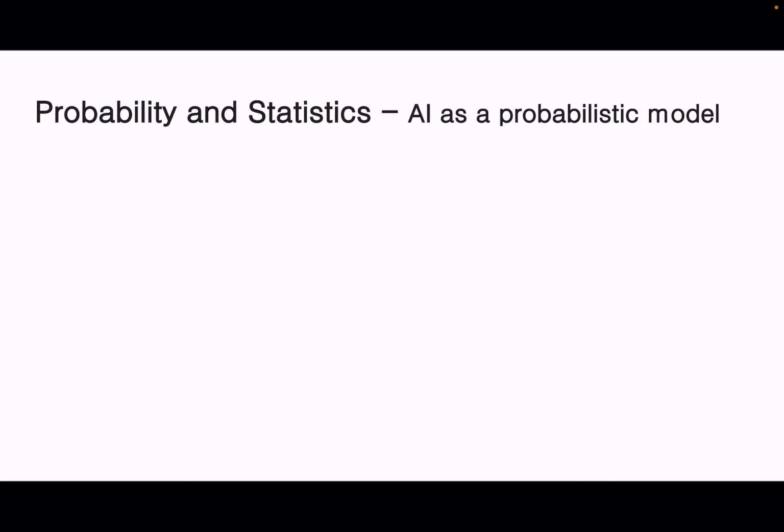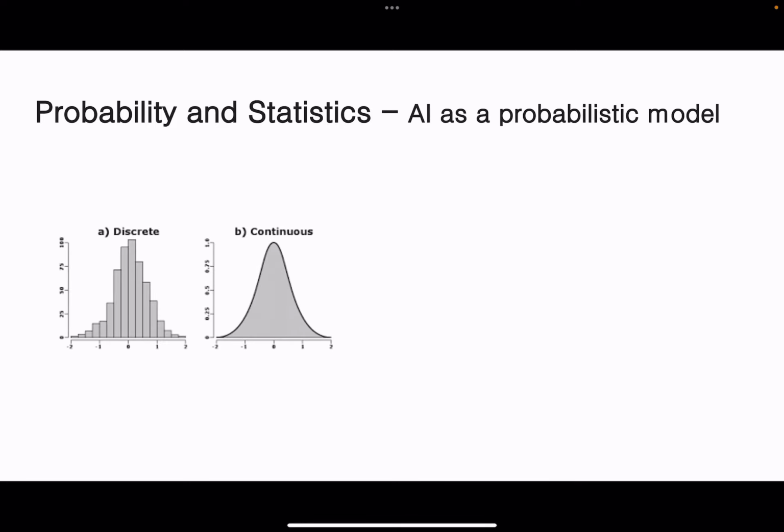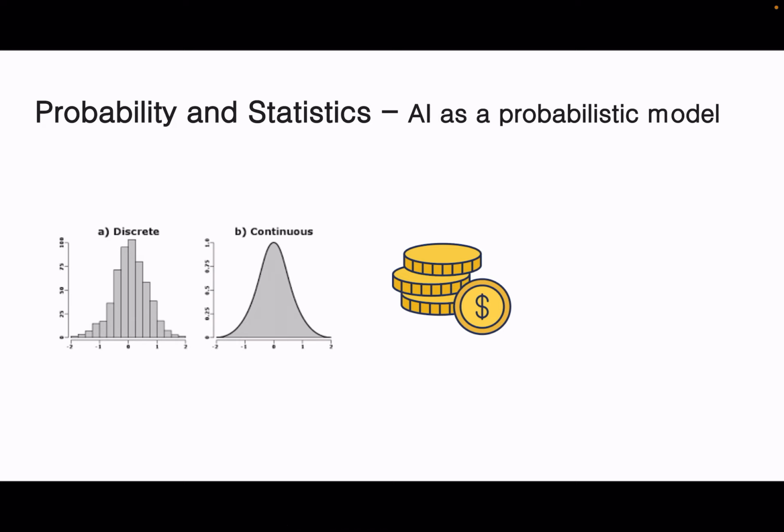Probability and statistics, AI as a probabilistic model. The theory of AI, especially machine learning, is based on the ideas of inferential statistics. The data we know is actually an observed result from a specific probability distribution. For example, when tossing a coin multiple times and recording results as heads and tails, the recorded data is the result extracted from a probability distribution, where the probability of heads and tails is 1/2.